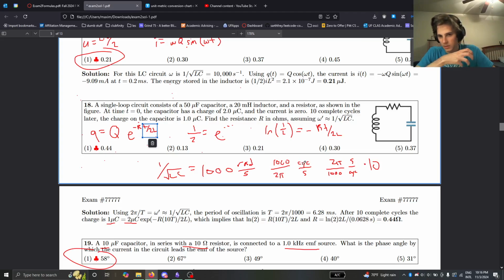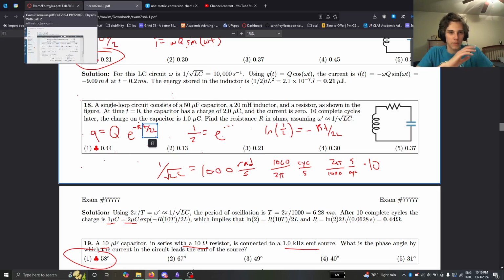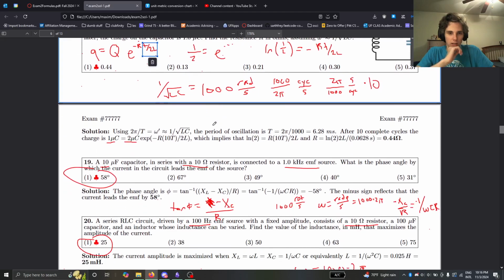Then divide by 2 pi to get cycles per second, flip for seconds per cycle, multiply by how many cycles you need to get T. And then, yeah, you're just solving that. Make sure you're comfortable with using ln on your calculator.